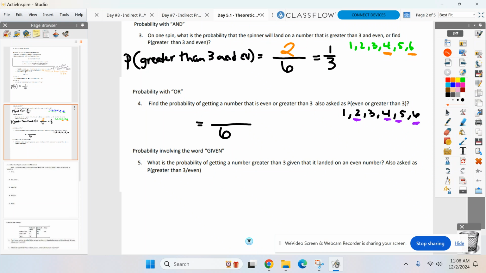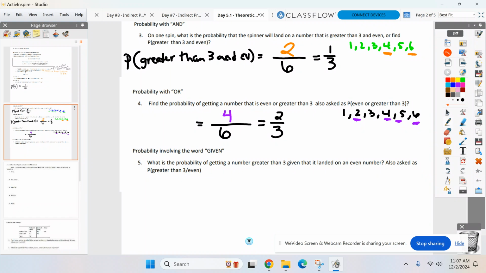So how many options do I have now? 1, 2, 3, 4 out of 6. Reduce it. Let's go. I want everything reduced, just in case it's a multiple choice and 4 out of 6 is not there, but what will be there will be 2 thirds.